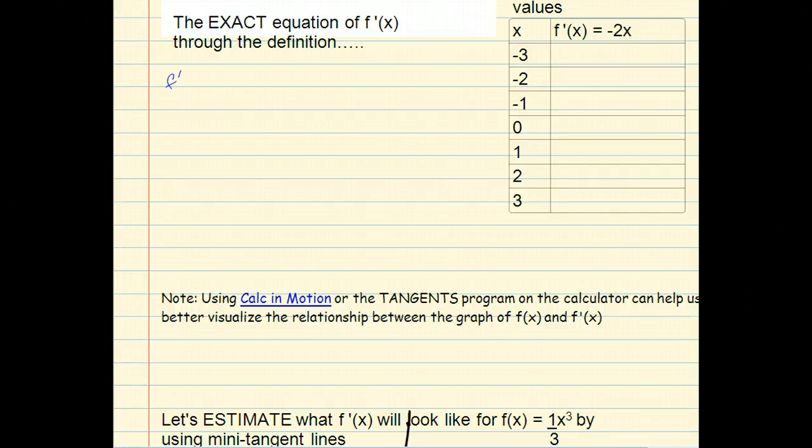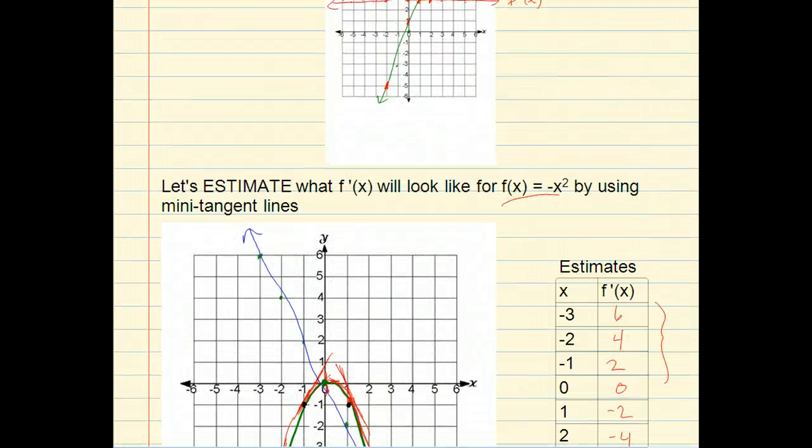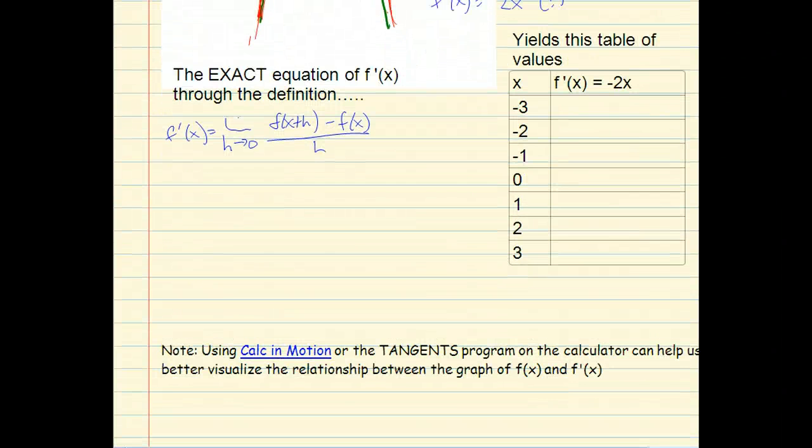Alright, so this is what we were doing yesterday. We know that to find the derivative, we take the limit as h approaches 0 of our function f of x plus h. Let me just write this out. f of x plus h minus f of x all over h. That's what we need to do. So our function was negative x squared. So here, f of x is negative x squared. So let's do all of our work.